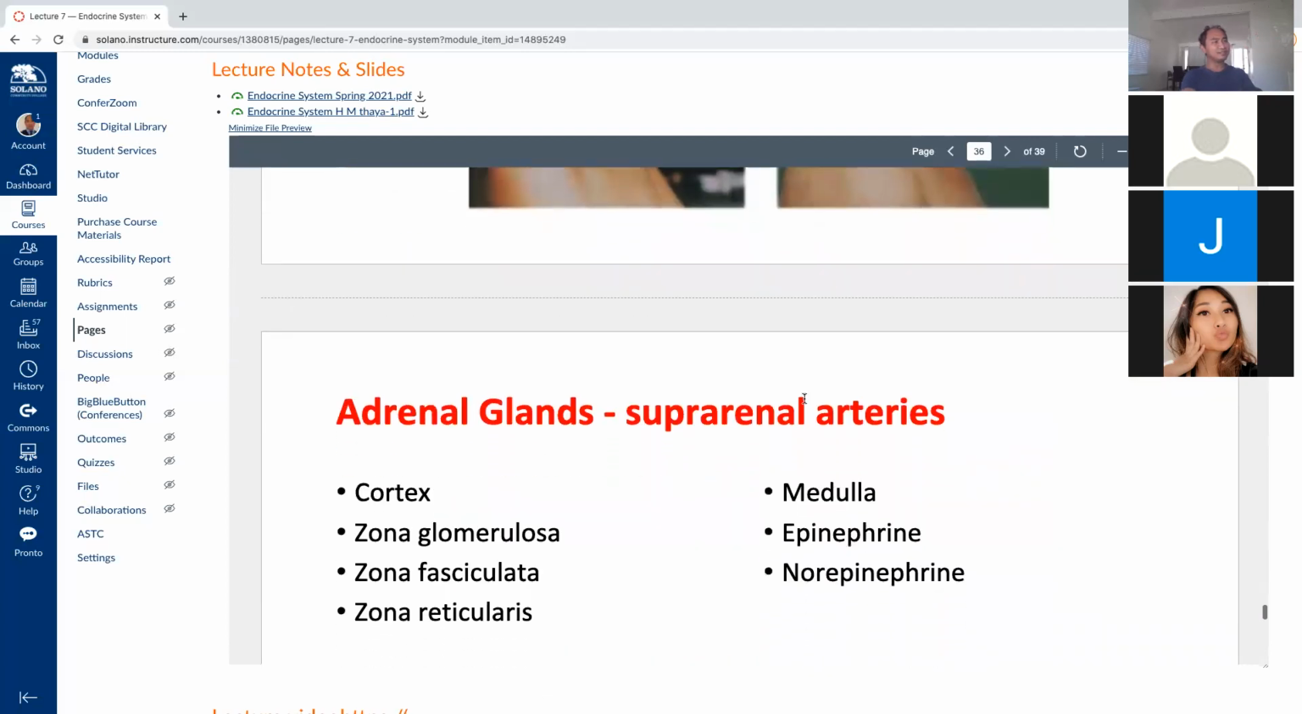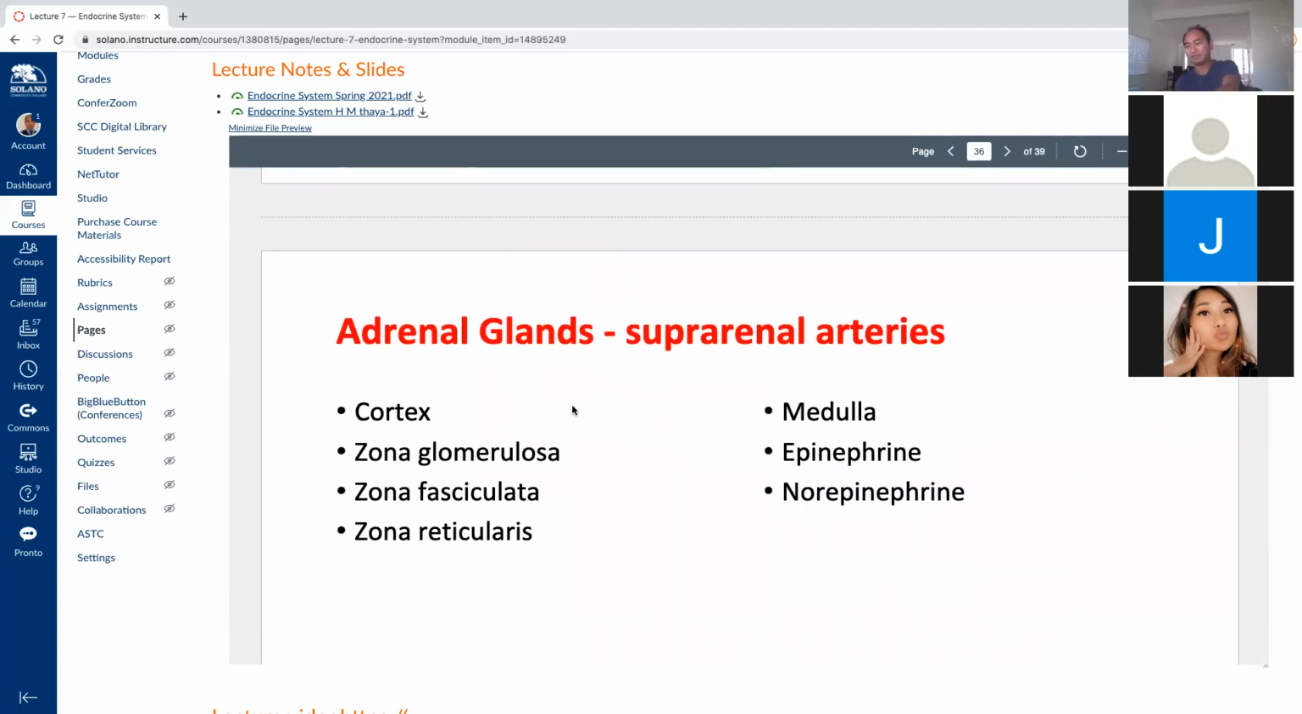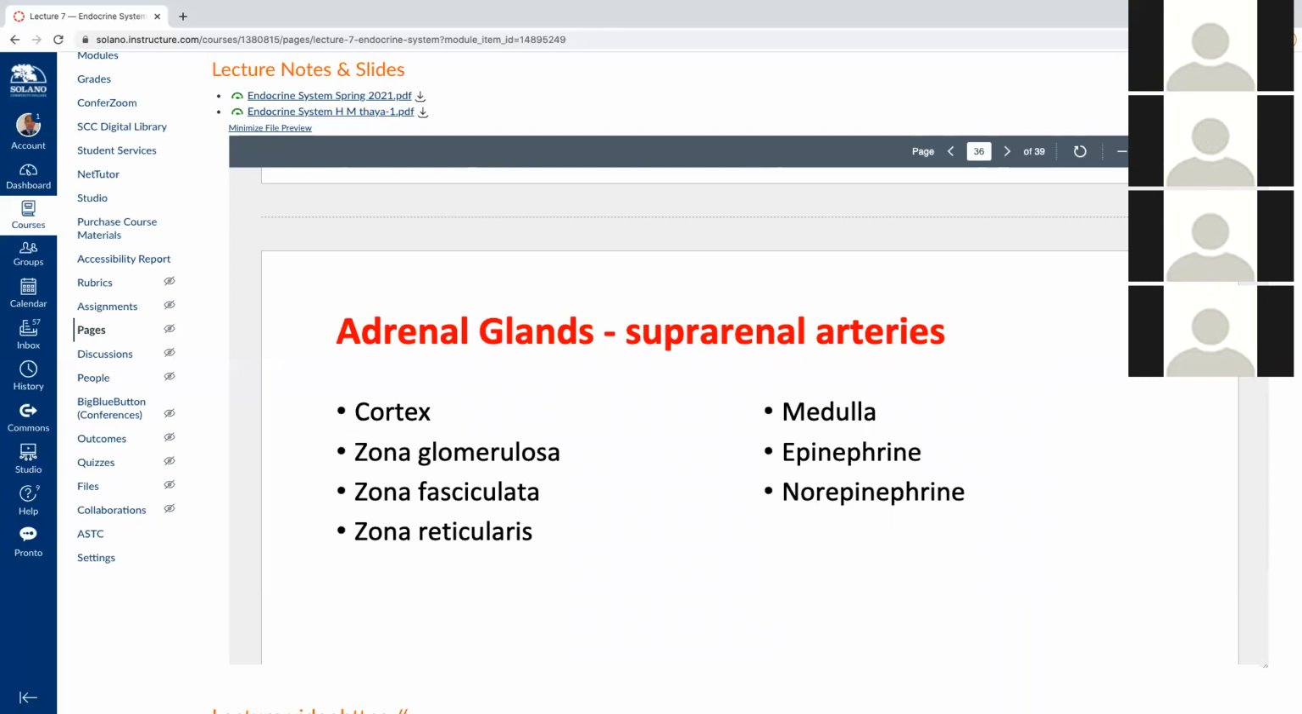So adrenal gland has got 2 layers. Oh, it's 1 hour now. Let's move on. Yeah, I hope you can. We'll keep going for like another 30 minutes.